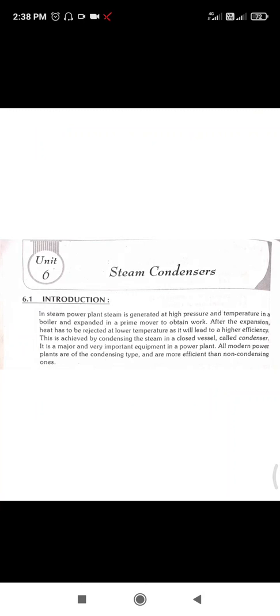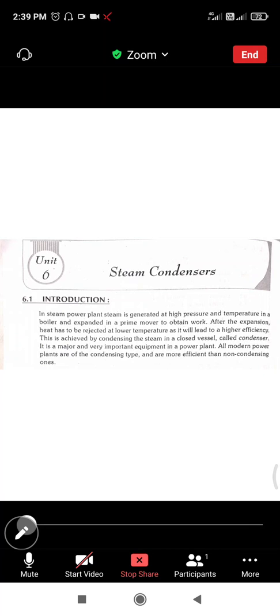In steam power plants, steam is generated at high pressure and temperature in a boiler and expanded in a prime mover to obtain work. After expansion, heat has to be rejected at a lower temperature as it will lead to higher efficiency. This is achieved by condensing the steam in a closed vessel called a condenser. It is a major and very important piece of equipment in a power plant. All modern power plants are of the condensing type and are more efficient than non-condensing ones.